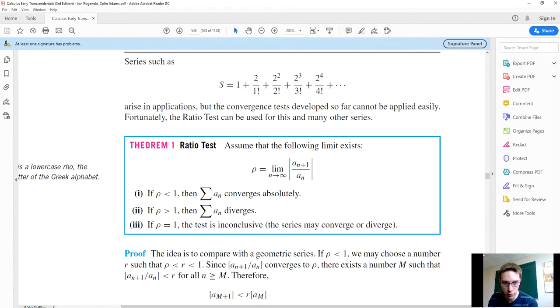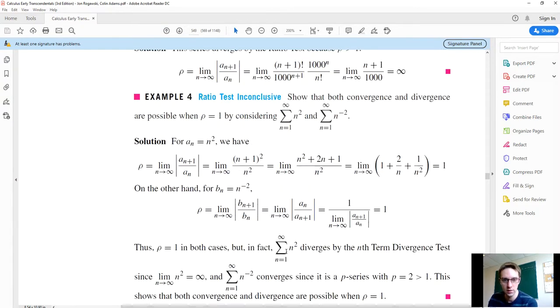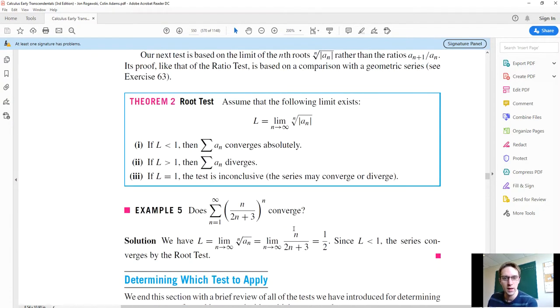And again, if we go back to our textbook to see the statement of this theorem, it says the following: if we take the limit as n goes to infinity of the nth root of the absolute value of a_n, and we get that limit to be less than 1, then we have absolute convergence. If the limit is greater than 1, we have divergence. And if the limit is equal to 1, the test is inconclusive. And you'll notice those are the exact same three cases as the ratio test.